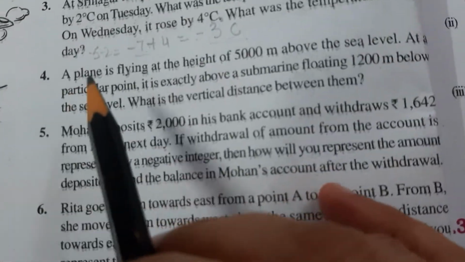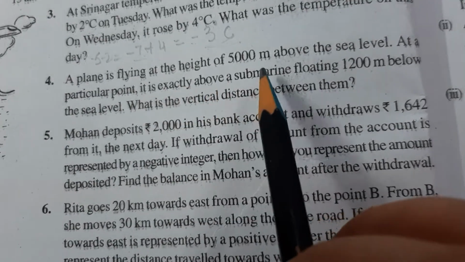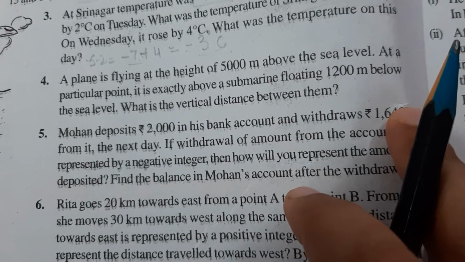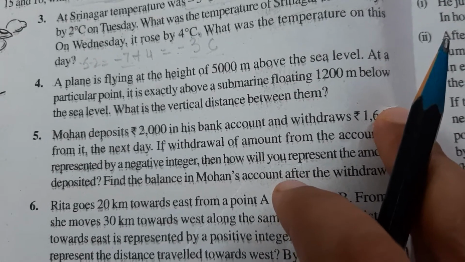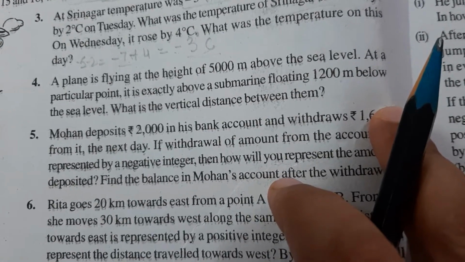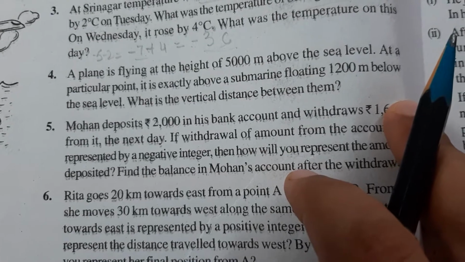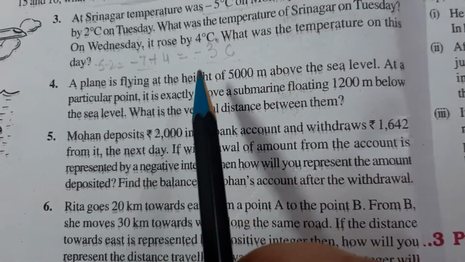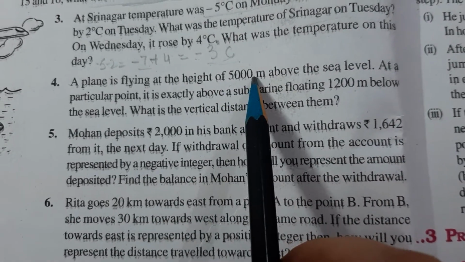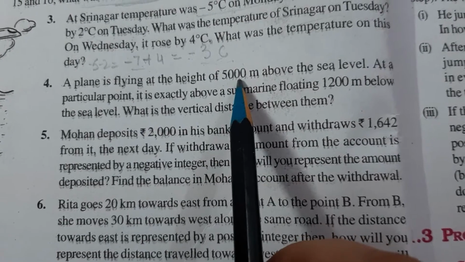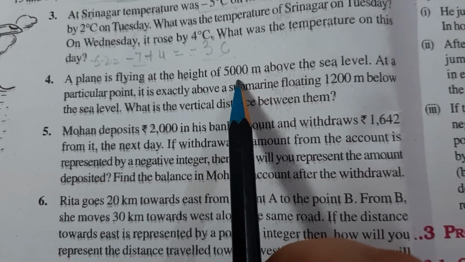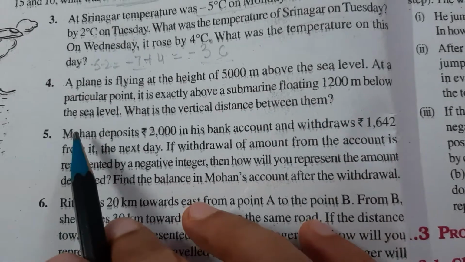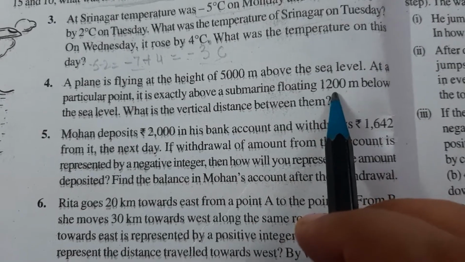So the fourth sum is: A plane is flying at the height of 5000 meters above the sea level. At a particular point, it is exactly above a submarine floating 1200 meters below the sea level. What is the vertical distance between them? Students, as you know, if a distance is given above the sea level, it is positive, and if the distance is given below the sea level, then it is negative.